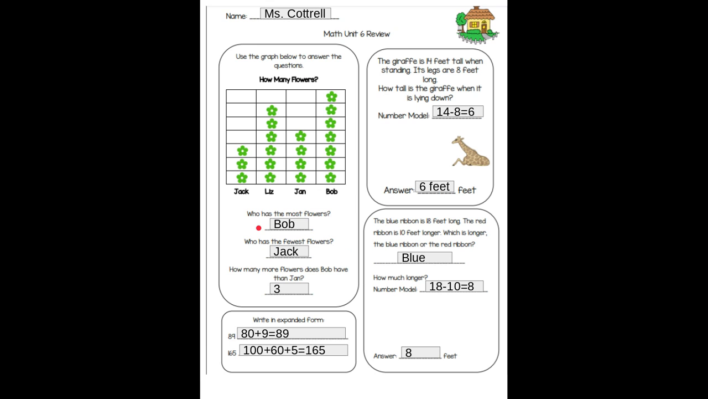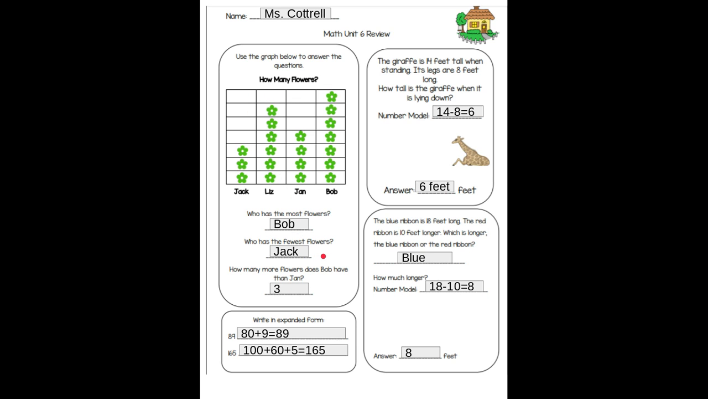We're going to look at each question. So let's start with our pictograph question here. We have a graph that's showing 4 people and how many flowers they each have. We have 3 questions. The first question is who has the most flowers? So looking at the pictograph, we can see that Bob has the most flowers. His go all the way up to the top with 7 flowers. Right up here, right? No one else is up there with him.